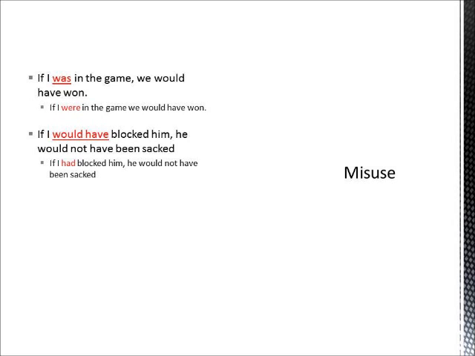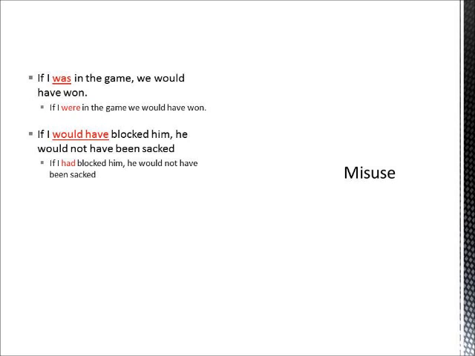However, the subjunctive can easily be misused. If I was in the game, we would have won is incorrect. The verb to be has special cases in the subjunctive. If I were in the game, we would have won is correct.